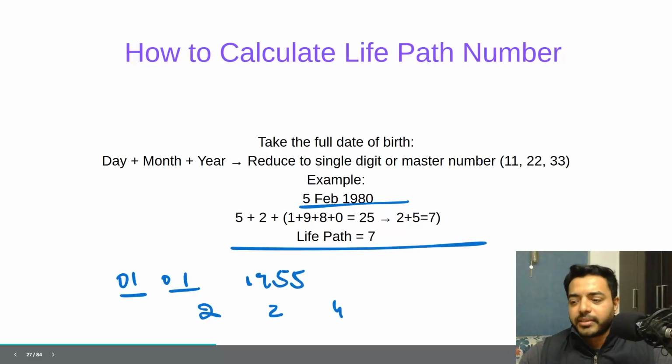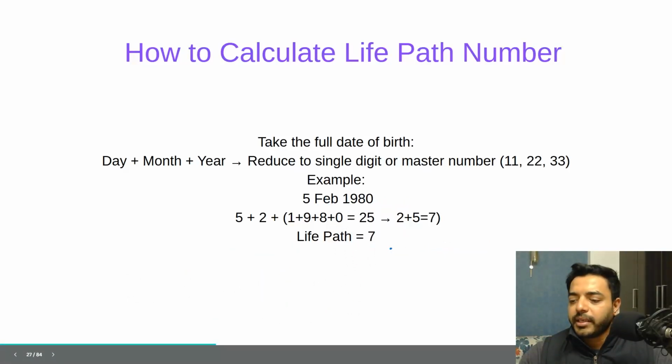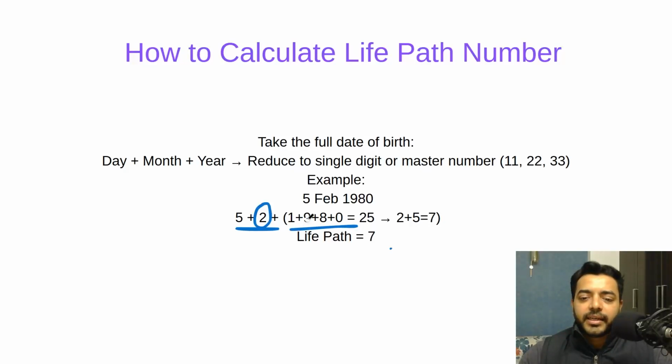Let's take another example: 5th February 1980. So you have 5 plus 2, this is the February part, then you have 1980. 1 plus 9 is 10, 10 plus 8 is 18, 18 plus 0 is 18. Then 5 plus 2 is 7, and 18 plus 7 is 25, so 2 plus 5, at the end you reduce it to 7. So your life path number is 7.